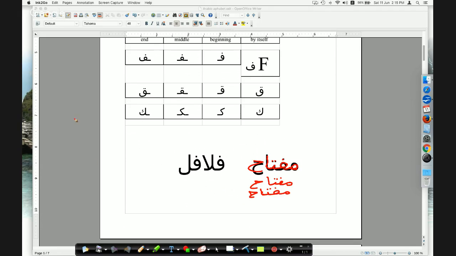If there is any question, so this is the letter fa. It is in the middle. In the middle does not necessarily mean in the middle. It means it is connected from both sides, which means it's not the first letter and not the last letter. So this is what we mean by in the middle. All right. Miftah. Miftah means key.